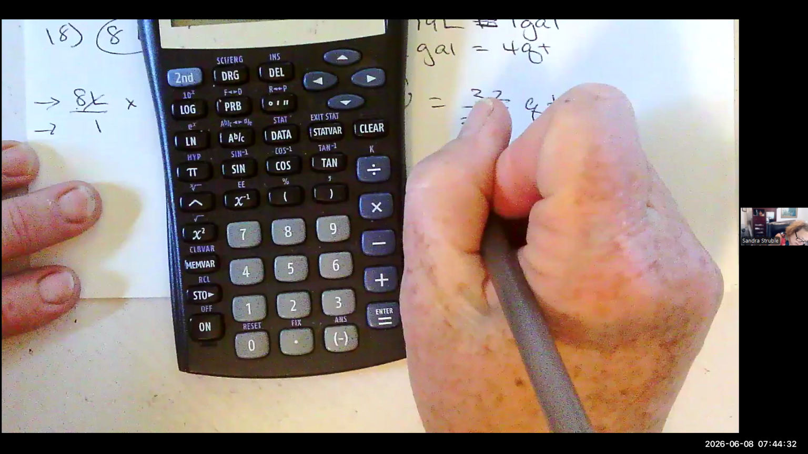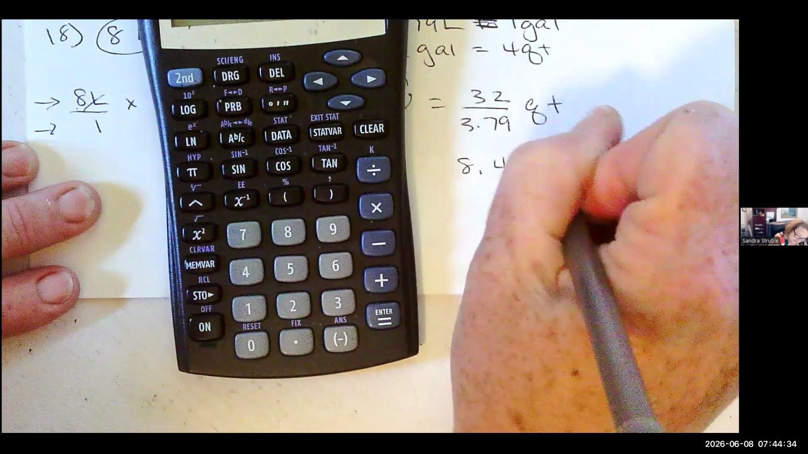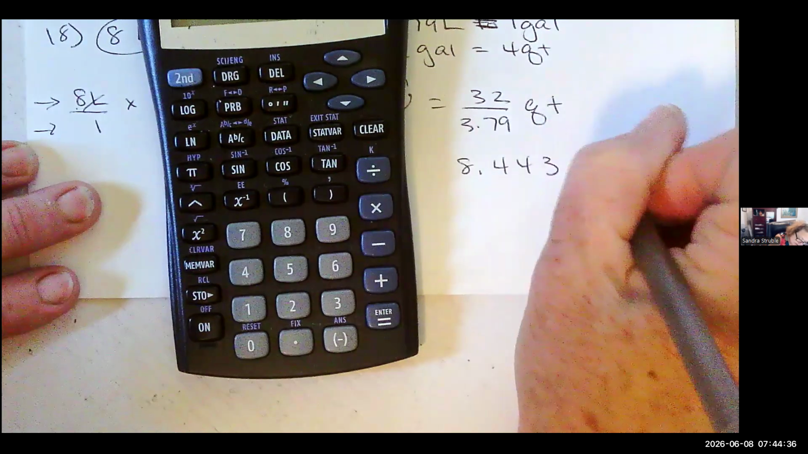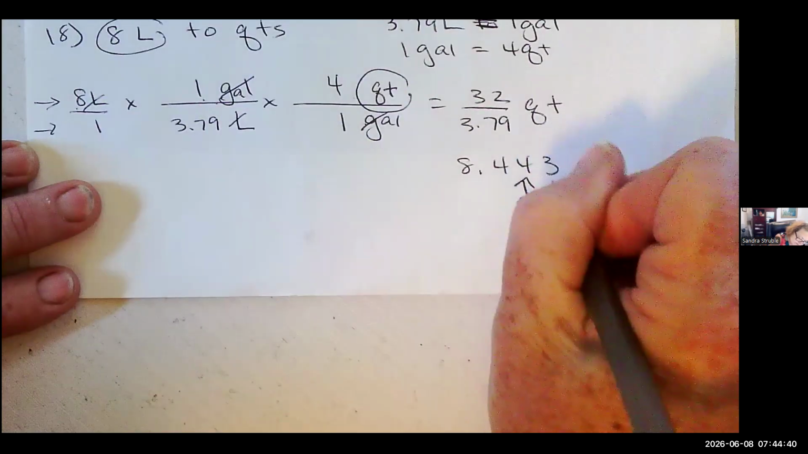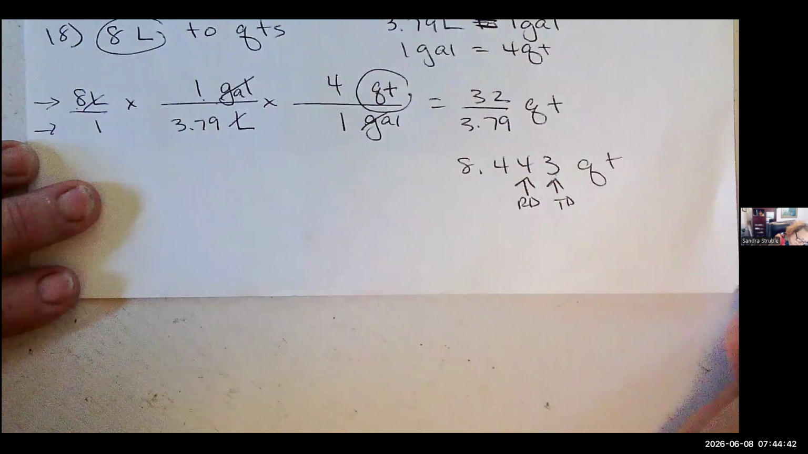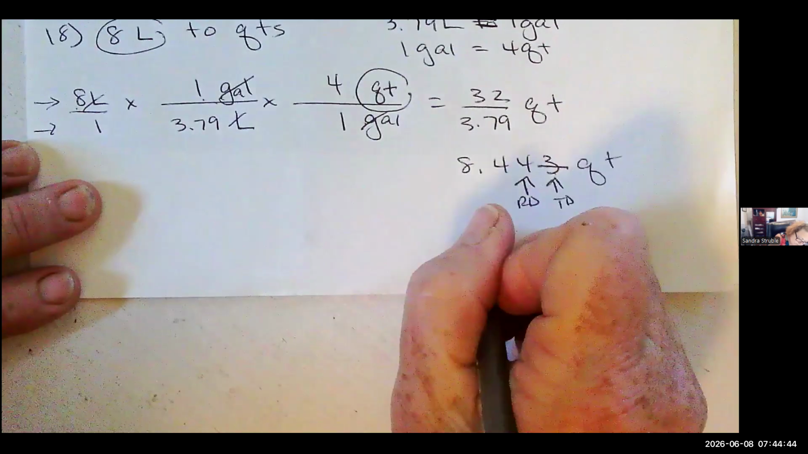8.443, that's as far as I need to go. So this is my rounding digit, this is my test digit. It is less than 5, so I just ignore it, and it's 8.44 quarts.